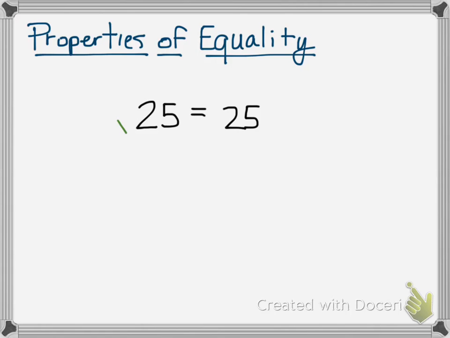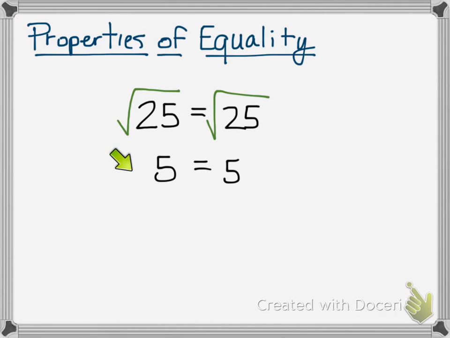I'm going to take the square root of both sides, and I'm going to get a new equation that says 5 is equal to 5. Did that work? Do I still have a true equation? Well, yeah, I do. 5 equals 5 is a true number sentence, just like 25 equals 25 is. So what that's showing me is that if I have an equation, I can take the square root of both sides and come up with another true equation, an equivalent equation.